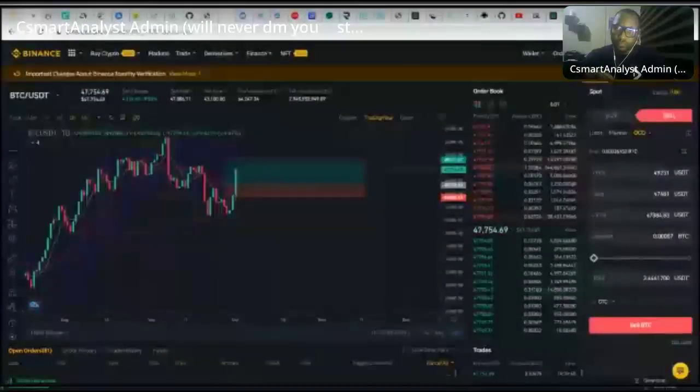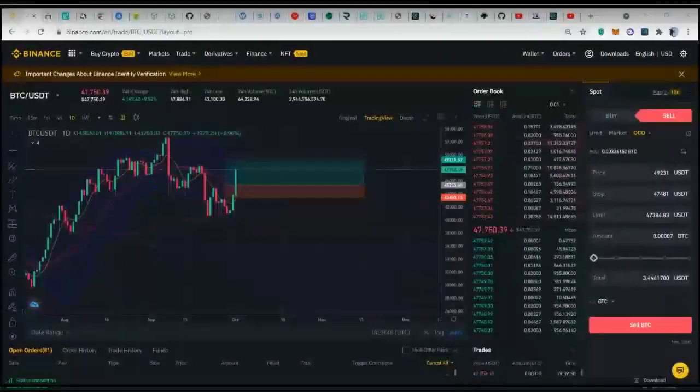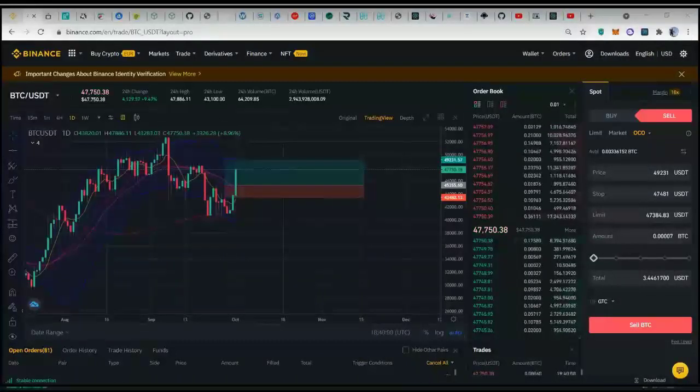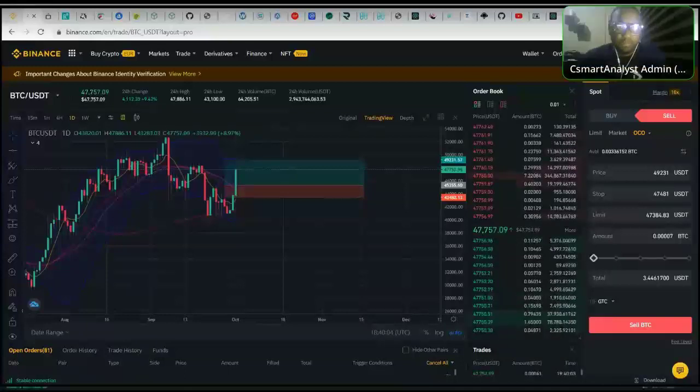Okay, I get that. But is the OCO function available on the app or just on the website? It's available on the app too. It's both on the app and the web. I normally don't use the app to trade. I'm used to web. Okay, sorry, please, can you just re-explain the OCO?